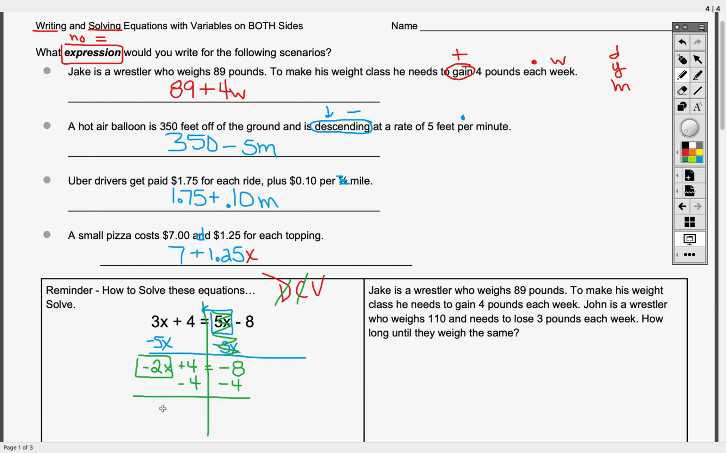So we've got a negative 2x equals, and again, you're going to put a negative 8 minus 4 into your calculator, or you're going to put in negative 8 plus a negative 4. That's going to be a negative 12. Opposite operation, x equals 6.